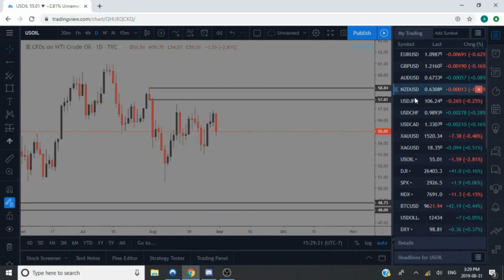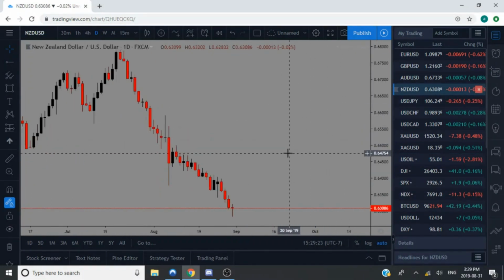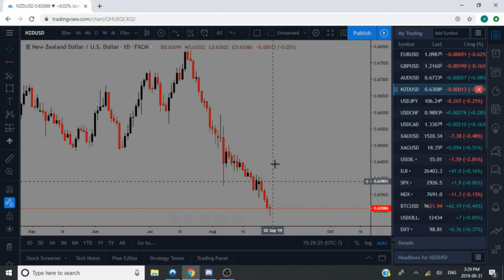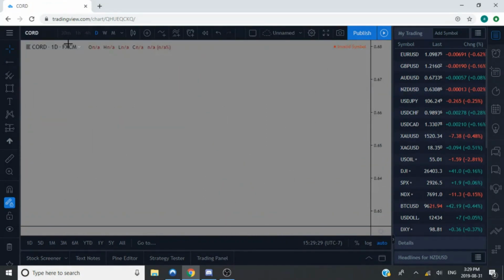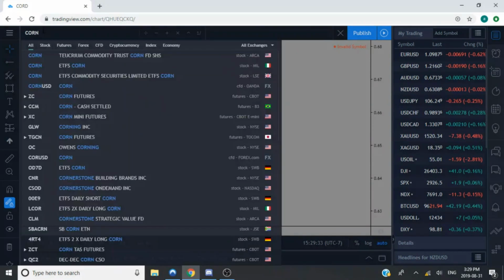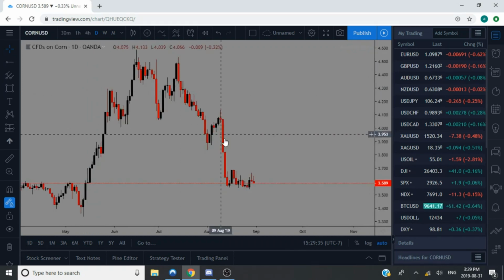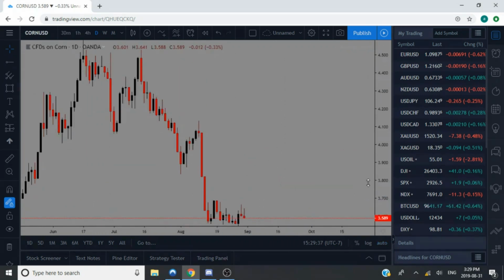Let's just scan through it. So, oh, these are hard ones because that's like nothing. Let's pick a random one. Let's see what corn's doing. Corn, C-O-R-N. I actually have no idea. Okay, this actually works out pretty well.